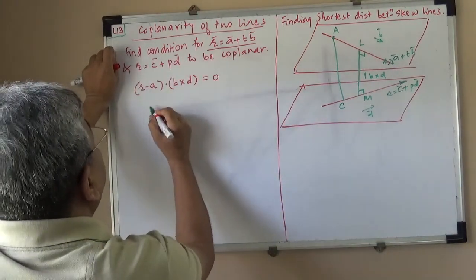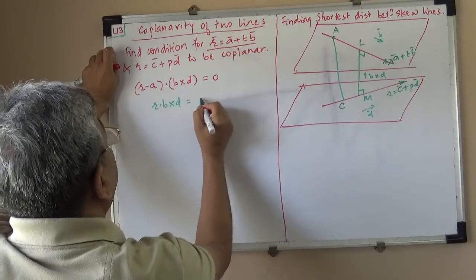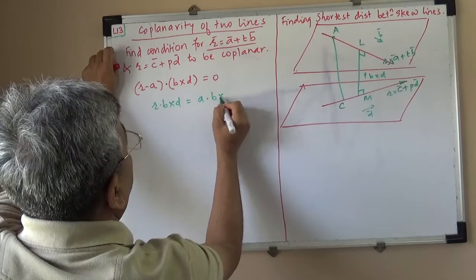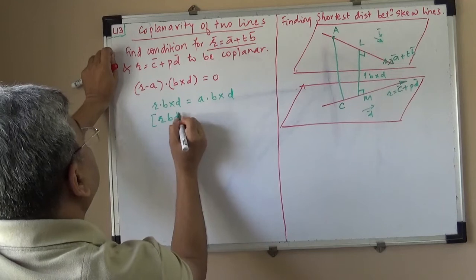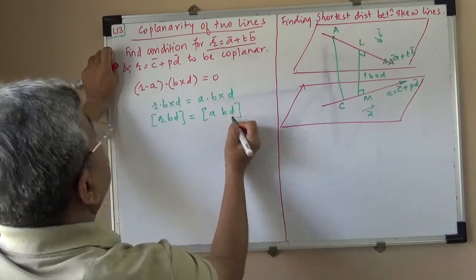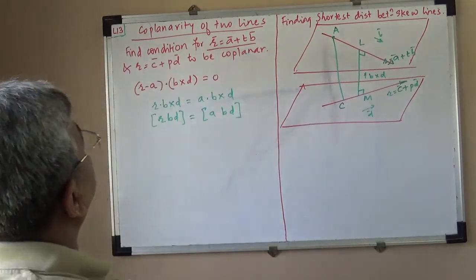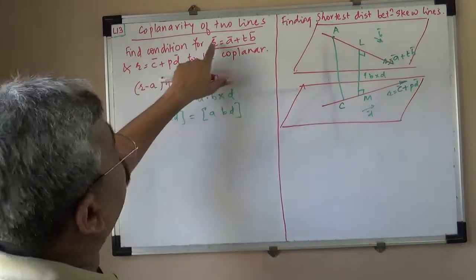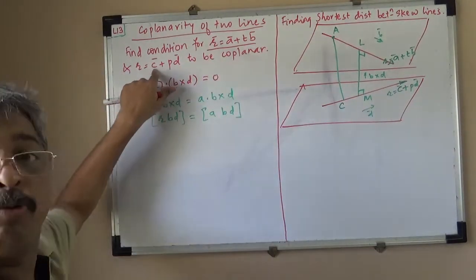So if I simplify this, I get R dot B cross D is equal to A dot B cross D. So box RBD is equal to box ABD. So this is the equation of this plane containing this line. Now we want this line to be coplanar with that. So do we have any point on this line? Yes, we have a point C.